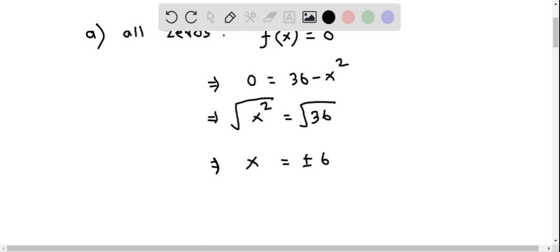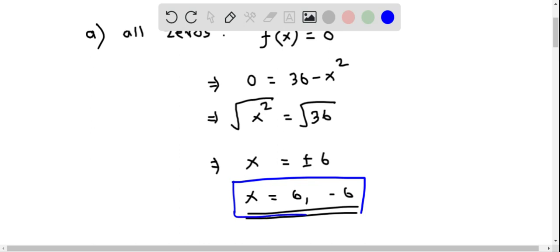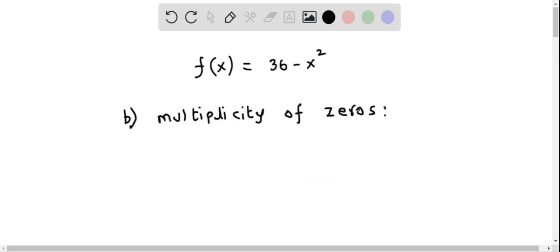Which implies we get two zeros, that is x equal to 6 as well as x equal to negative 6. And so these are the two zeros of the polynomial function f of x, that is 6 and negative 6. Let's answer part B.